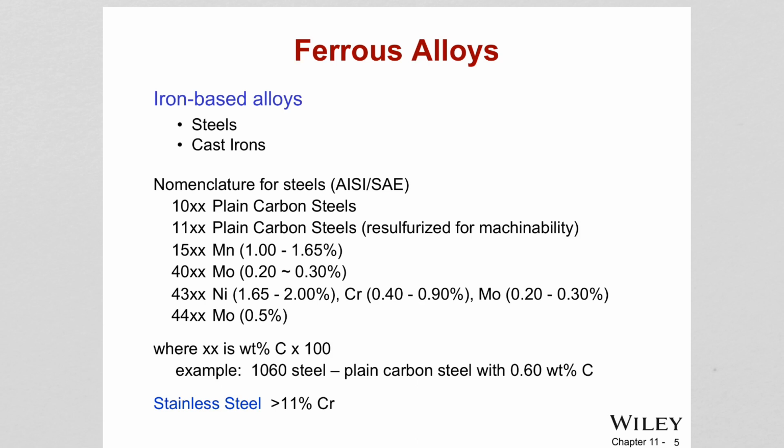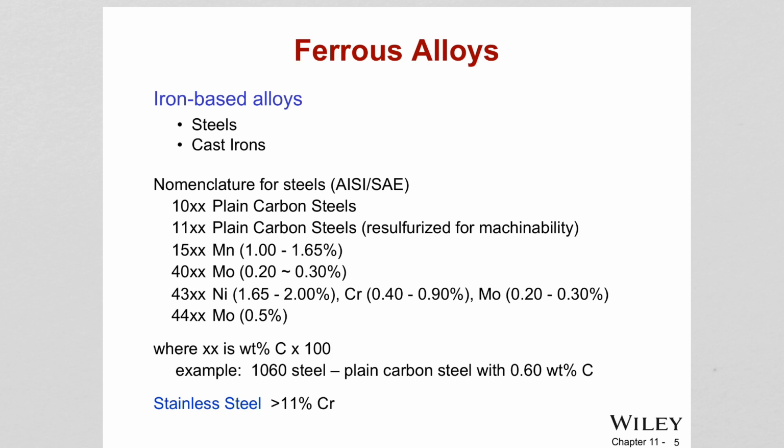So depending on what type of alloy you have, the first 2 digits will be different, and these can be found anywhere, like handbooks or the internet. And the last 2 digits, where we are given XX, will be the carbon content. So if it's 1060 steel, that means 10 represents that it's a plain carbon steel, and 60 will tell you it is 0.6% carbon.